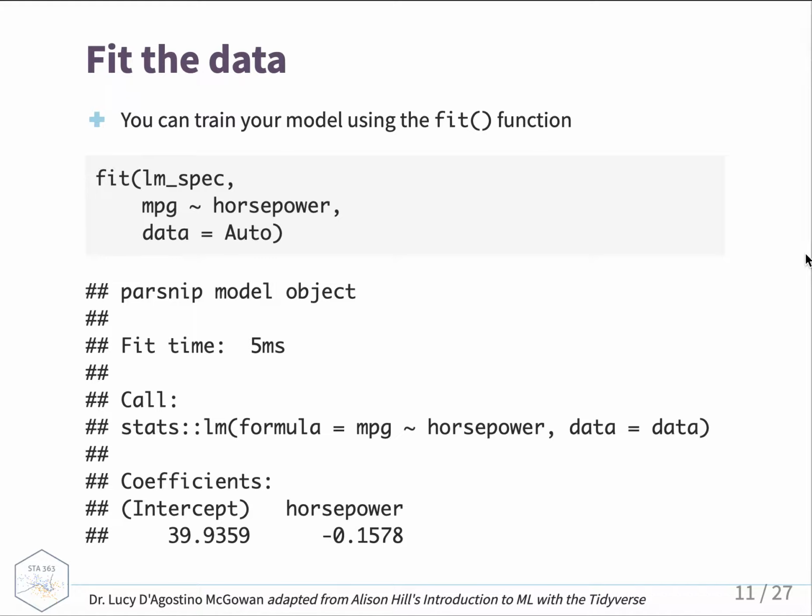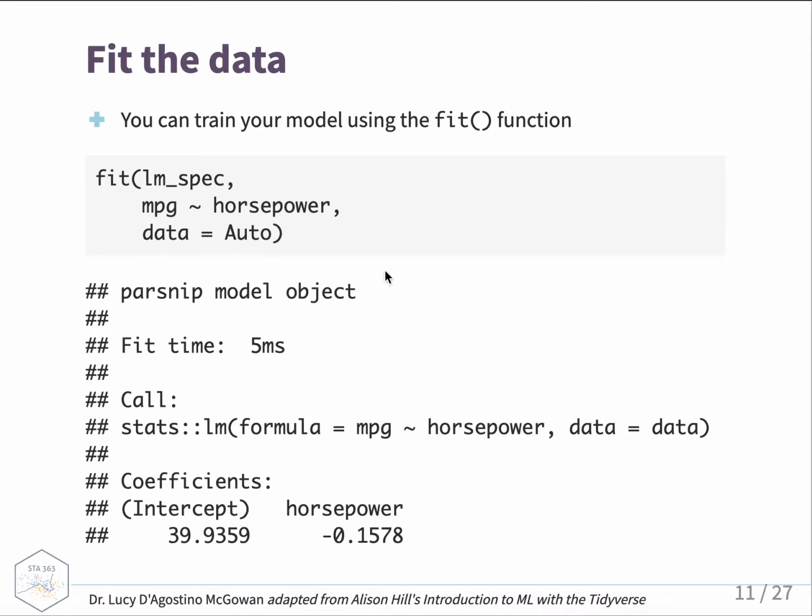So now that we've specified our model, the next part is to actually fit the data. And so you can train your model using the fit function. And so you'll notice here I have put the lm_spec object as the first argument of the fit function. The second argument is the actual model I'd like to fit. And so in this case, I'm using the auto data set, and my Y variable, or my outcome, is miles per gallon. My X variable is horsepower, and so I'm trying to predict miles per gallon using horsepower. And then of course I set my data equal to auto.